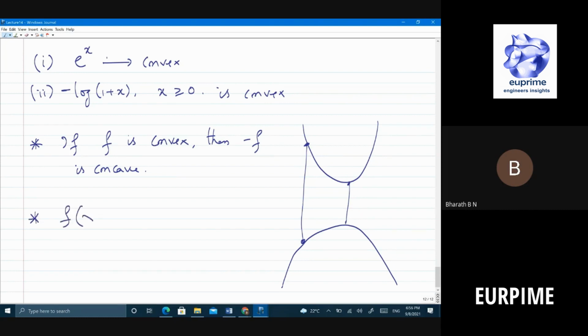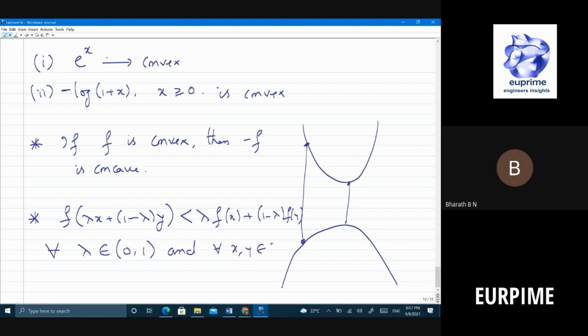If f of lambda x plus 1 minus lambda y is strictly less than lambda f of x plus 1 minus lambda f of y, for all lambda, and I should exclude lambda equal to 0 or 1, and for all x, y in the domain of f, then f is called strictly convex. That means you cannot have a bucket and call it a strictly convex function. It's a convex function, but it's not strictly convex.